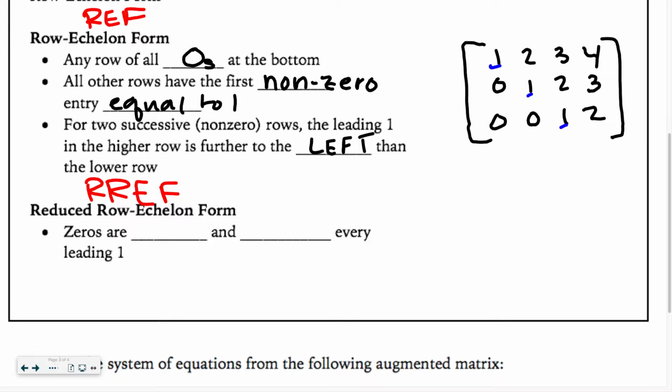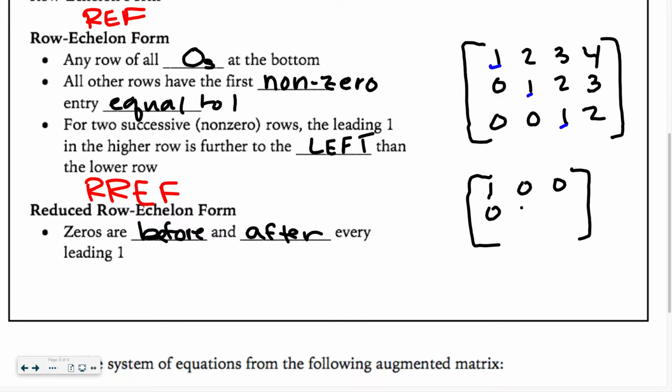In a reduced row echelon form, the zeros are before and after every leading 1. So that would mean basically your matrix is made up of ones and zeros. Now, there is going to be an exception to that. So here's an example of reduced row echelon form. Oh, here, I'll just make that one a row of zeros. That's fine, right? It's on the bottom. So after the 1, everything after the 1 is 0?